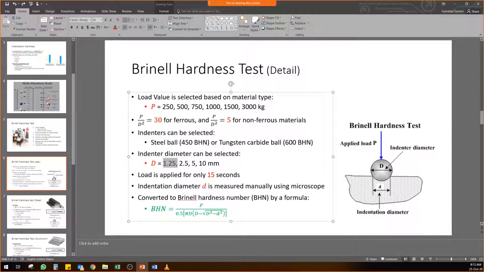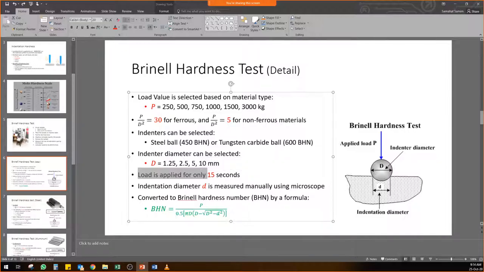There is 1.25, 2.5, 5 and 10 millimeter. You select it as you like it based on a certain type of material. We will show you in the video how we select. The load applied is only 15 seconds, so you will push this indenter on the sample for 15 seconds.